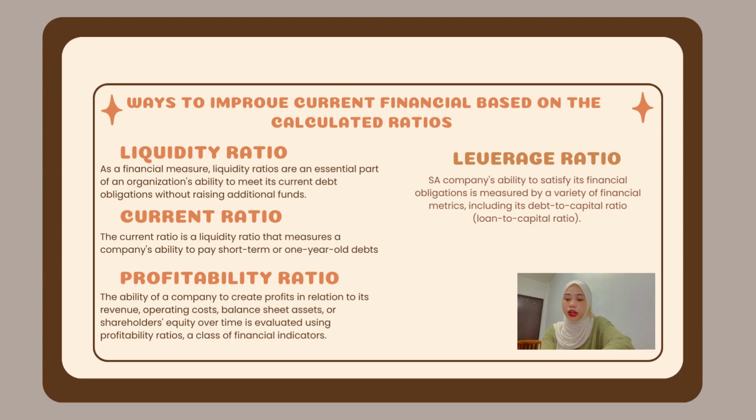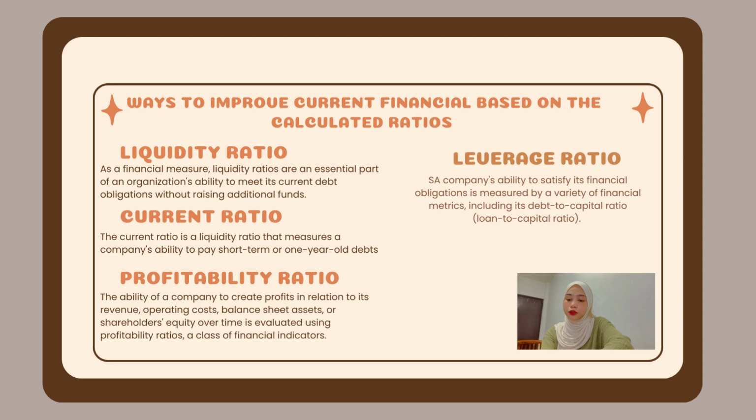Ways to improve current finances based on the calculated ratios. We have four calculated ratios here. One, we have the liquidity ratio. As a financial measure, liquidity ratios are an essential part of an organization's ability to meet its current debt obligations. Second, we have the current ratio. The current ratio is a liquidity ratio that measures a company's ability to pay short-term or one-year debt.